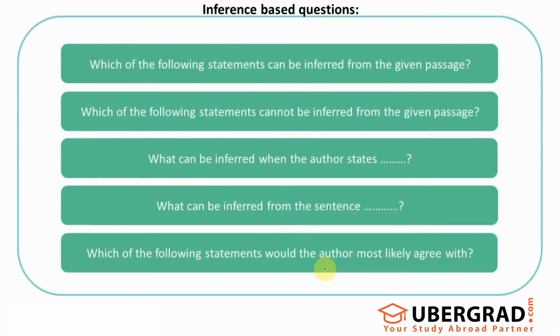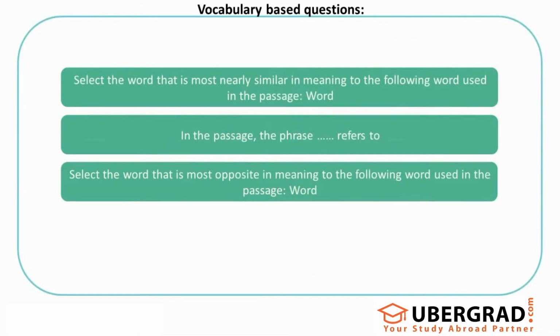You attempt it, but you get the wrong answer, most probably. Then the vocabulary based questions: select the word that is most nearly similar in meaning to the following word used in the passage. So you'll see a specific word used in the passage, they'll put that word in the question and ask you to pick the antonym or synonym, similar in meaning or opposite in meaning, right?